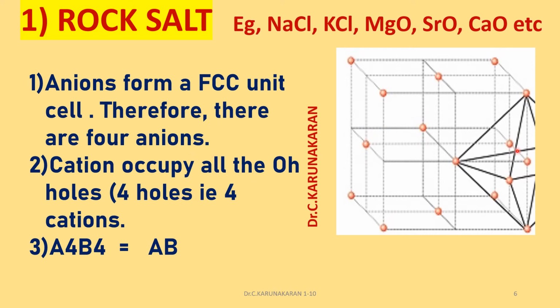And cations occupy all the octahedral holes in rock salt, remember. So we need to know octahedral holes and also the CCP arrangement. Cations occupy all the octahedral holes. Therefore, there are 4 octahedral holes. Therefore, A4B4. On taking the ratio, you will get AB. This is the formula of rock salt.